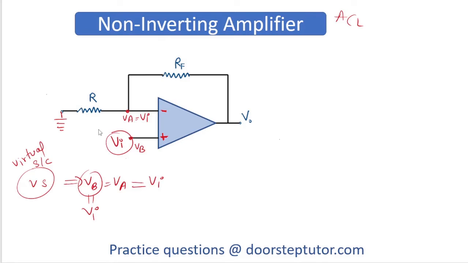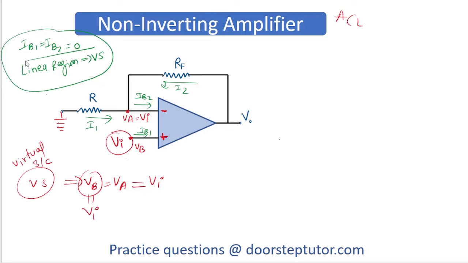Now we can assume two currents flowing here, I1 and I2. For discussing the amplifier, we assume that the input bias currents IB1 and IB2 are 0. We have to consider that IB1 and IB2, which are known as the biasing currents, are 0, and that the amplifier is working in the linear region. Therefore we can apply the concept of virtual short. These two assumptions are made while discussing the OpAmp.